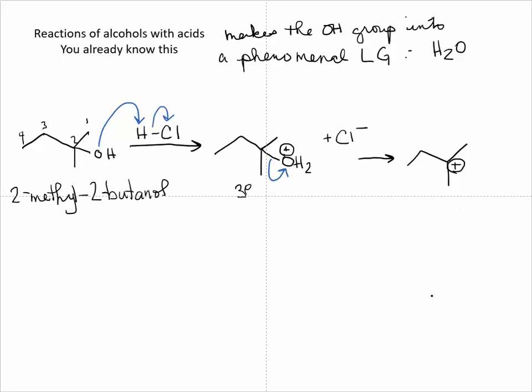The product of that is the carbocation. So now we're going to get into what carbocations can do. Multiple things. But one thing a carbocation can do when there's no added heat is react with a nucleophile. The product of that reaction here is the chloride. So alcohols react with acids to make hydroxide groups into great leaving groups. I'll pick up in the next video on reactions of carbocations.